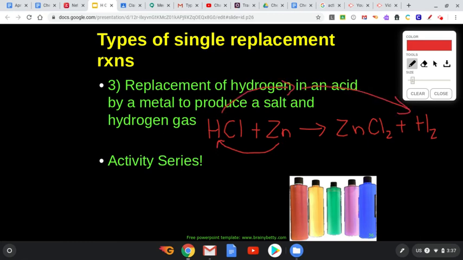When hydrogen is by itself, remember it is part of the Hofbrinkel, so it is diatomic and always has a 2 there. So we would need a 2 in front of the hydrochloric acid to balance the equation. Now, to determine whether or not any of these reactions will actually occur, you need to consult the activity series.